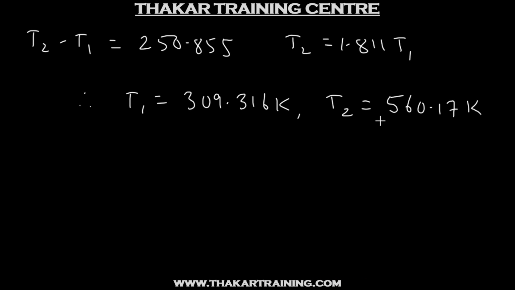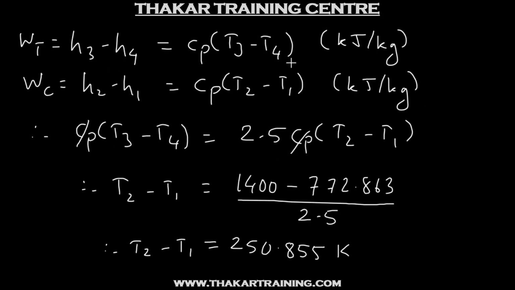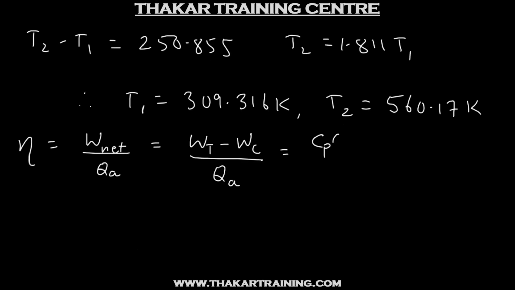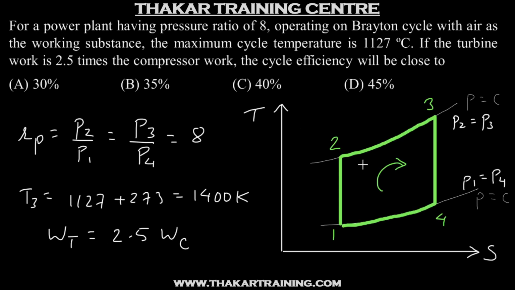So now we have all the temperatures, we can find out the cycle efficiency. So cycle efficiency will be equal to W net divided by heat added, which will be equal to turbine work minus compressor work upon heat added. So you have seen turbine work is Cp (T3 minus T4) minus compressor work Cp (T2 minus T1) divided by heat addition. So heat addition is in process 2-3, which is a constant pressure process.